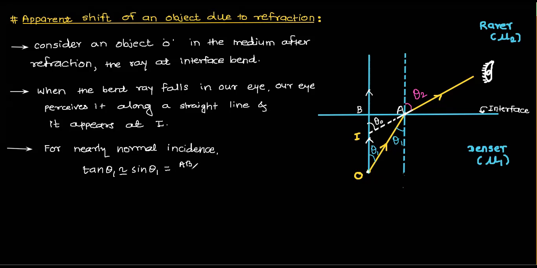AB by, opposite by hypotenuse. So you should get this AO, right? So this should be AO. You can see this triangle OBA. Okay, which triangle? OBA. Okay, right. So that is what.